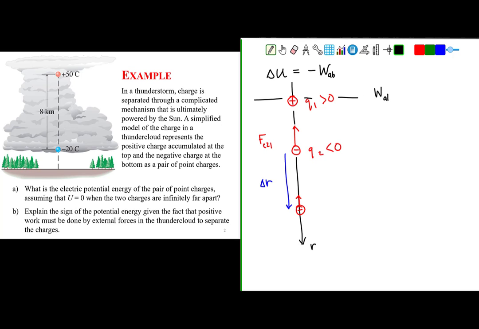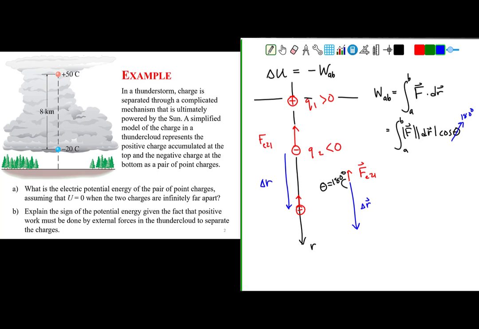If you recall that the work done by a force in displacing an object between 2 points is equal to the line integral of that force, and if we look at this alternative version of the dot product, that is the magnitude of the force, the magnitude of the displacement, times the cosine of the angle between them. Since the displacement vector and the force vector are in opposite directions, the angle between them is 180 degrees. The cosine of 180 degrees is -1.